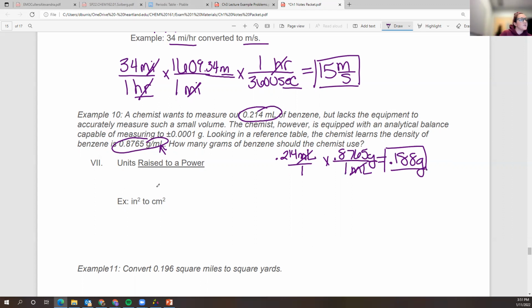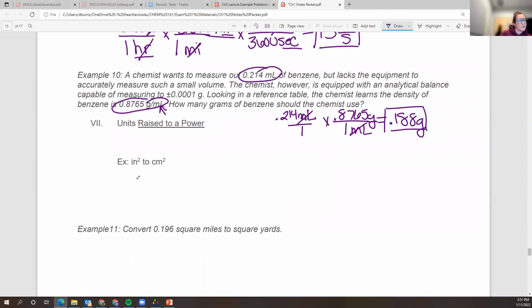Now, sometimes you might run into units raised to a power, like square inches to square centimeters, or cubics, and you need to be really careful with those, because I know, yes, that 1 inch is 2.54 centimeters, but 1 cubic or square inch is not 2.54 square centimeters. They're not the same thing.